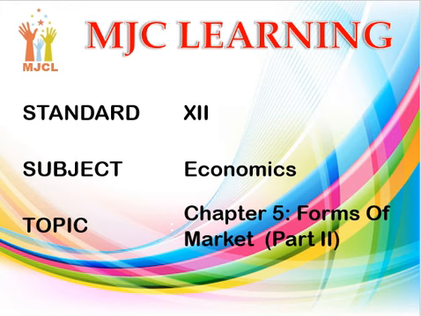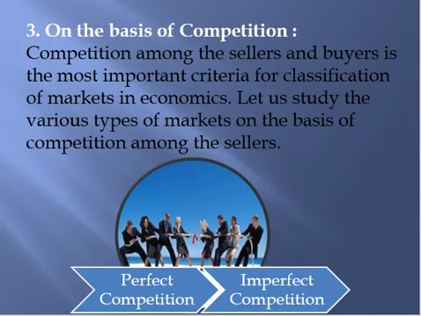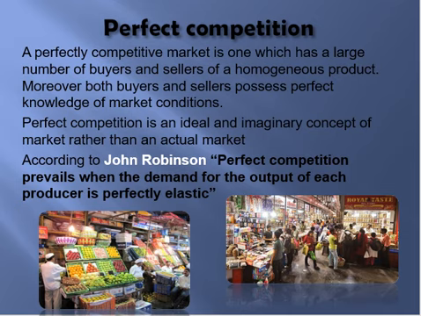We are up today for our Standard 12th Economics and on chapter number 5, that is Forms of Market, Part 2. In the previous part, we have learned about the basic meaning of market, wherein we have understood the differentiation of a market on the basis of time, place, as well as the other aspect. Today, in this part, we are going to understand briefly about perfect competition.